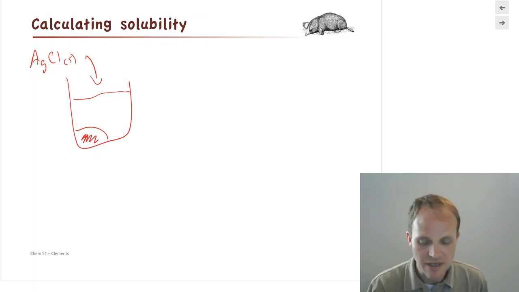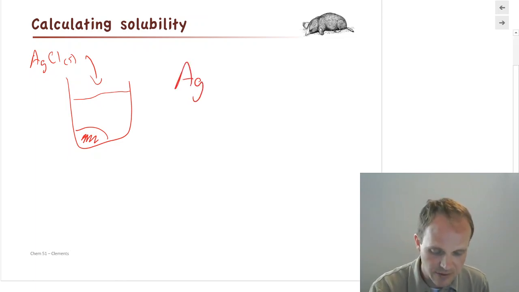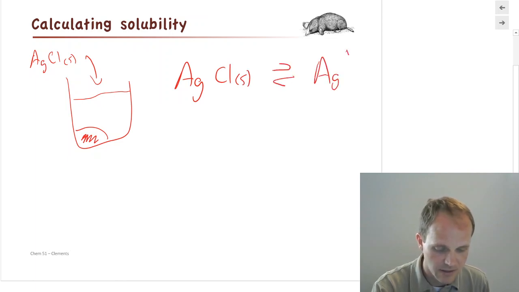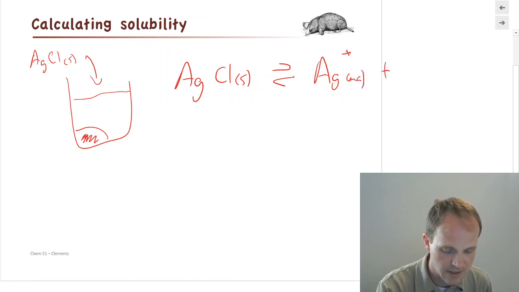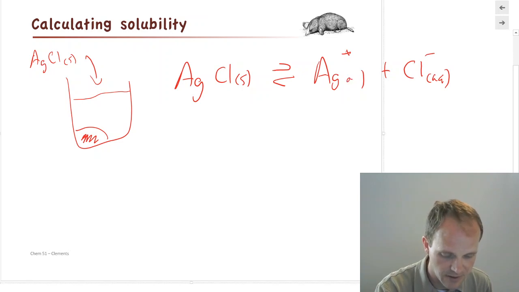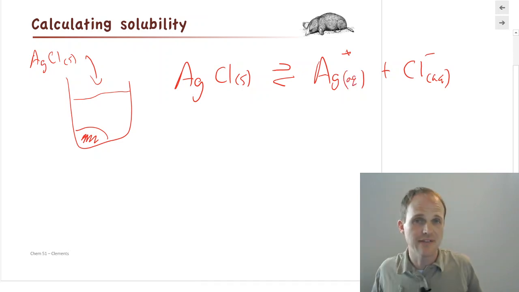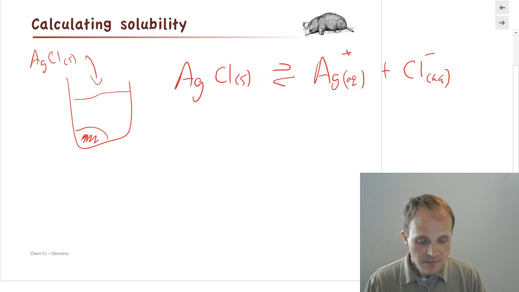So what are we going to do? When we're talking about solubility, we're always talking about the solid dissolving into water. So we have Ag+ (aq) and Cl- (aq). Let me fix my aq there. Nobody ever accused me of having good handwriting. So that's what we're going to do.